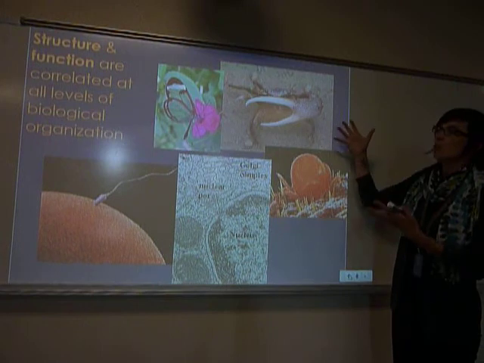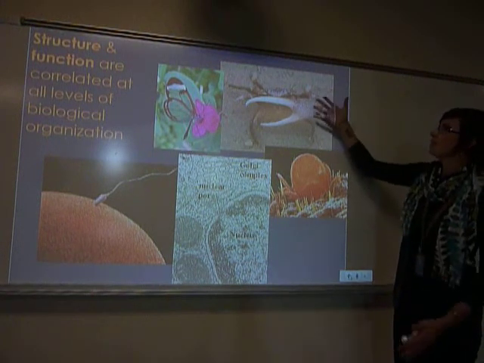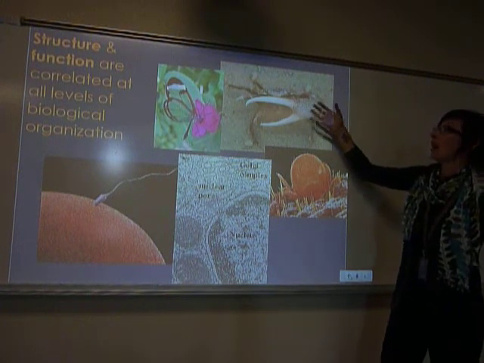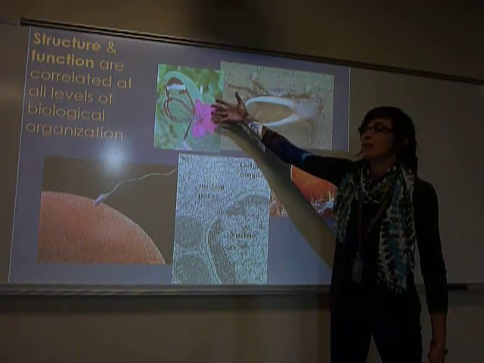And then when you even look at the organism, it's translated to, there's a reason why the fiddler crab has one big claw. There's a reason why the glass-winged butterfly has clear wings.